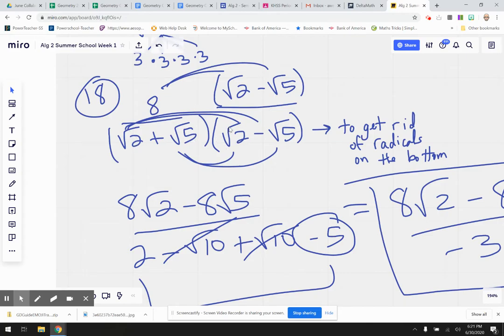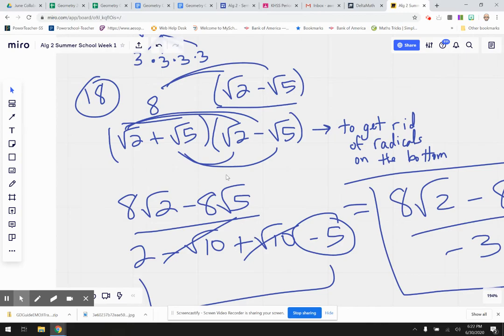Radical 2 times radical 2. Whenever you multiply the same exact radical together, that number comes out. Radical 2 times radical 2 would be a radical 4, but that comes out as a 2. And then you get a negative radical 10, since 5 times 2 is 10, and a positive radical 10, since 5 times 2 is 10. So those cancel out, and your radicals are all gone.